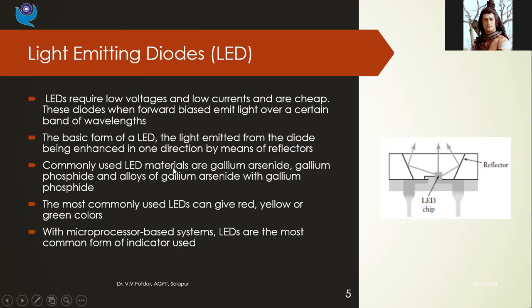Commonly used LED materials are gallium arsenide, gallium phosphide, and alloys of gallium arsenide with gallium phosphide. The most commonly used LEDs can give red, yellow, or green colors. With microprocessor-based systems, LEDs are the most common form of indicators used. So this is about LEDs, light emitting diodes. We are talking about displays, friends, right?